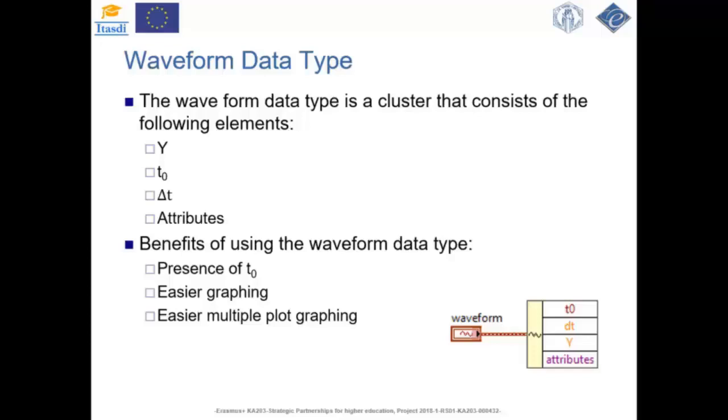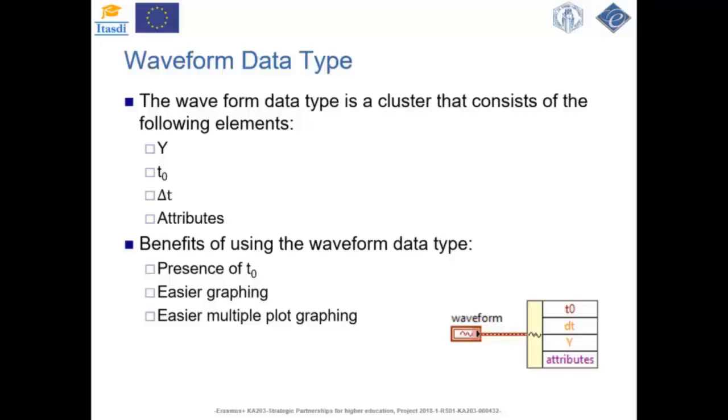And the attributes is a string that allows you to bundle other information along with the waveforms, such as the device number or channel number from where the data was acquired.